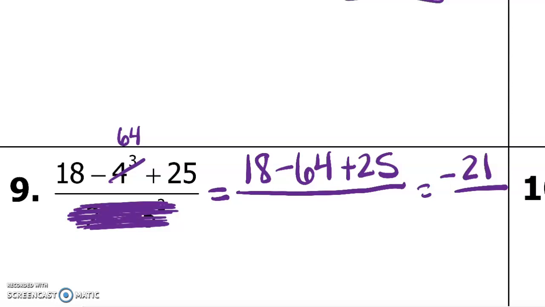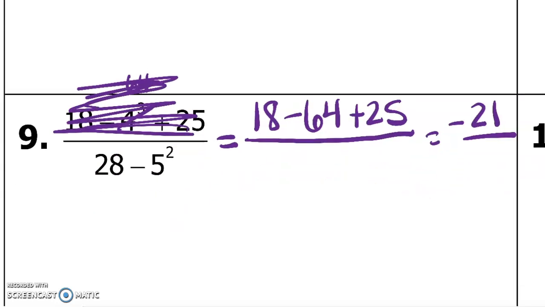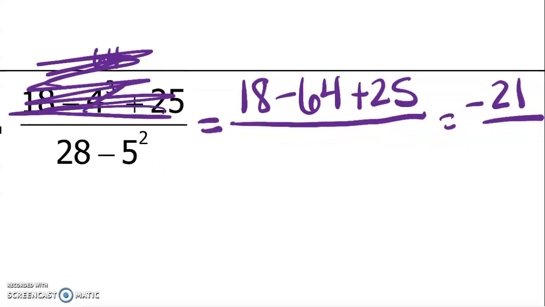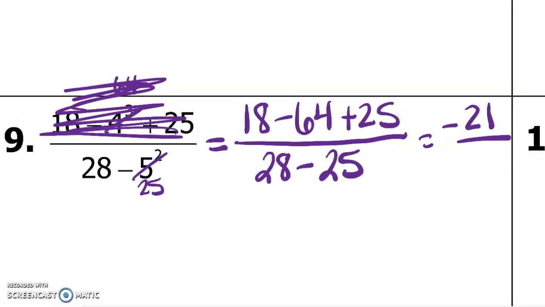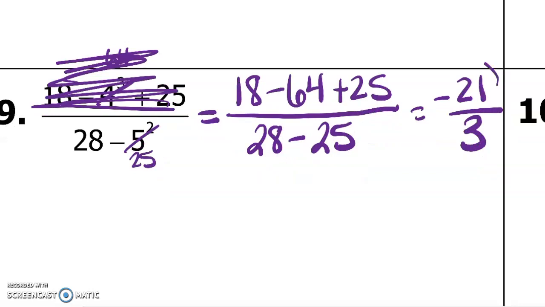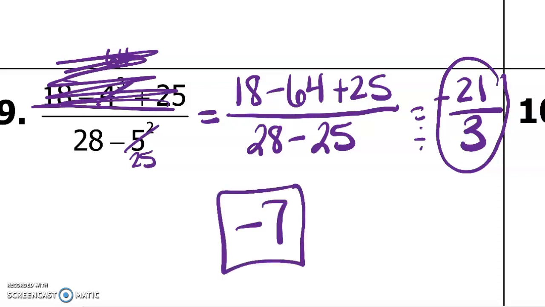So now I can scribble out the top in my case and just look at the bottom. The bottom says I need to take 28 minus 5 squared, and 5 squared is 25. Again, if you feel comfortable just crossing that out and putting a 25 and then subtracting and getting 3, that's fine, but your bottom number is 3. So now we can actually do this, and remember that means divide. Negative 21 divided by 3 is negative 7 for your final answer.